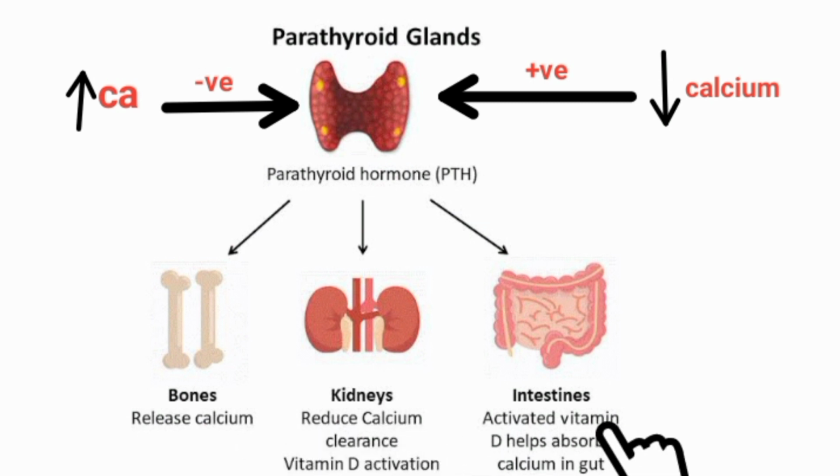So that's how, by releasing calcium from the bones into the blood, by absorbing calcium from the kidneys, by absorbing calcium from the intestine, secondary to the vitamin D activation, all of this calcium goes into the blood and the calcium is elevated back to the normal. Once calcium is raised to the normal level, further secretion of parathyroid hormone from parathyroid gland will be inhibited by high level of calcium. So this is how parathyroid gland functions.